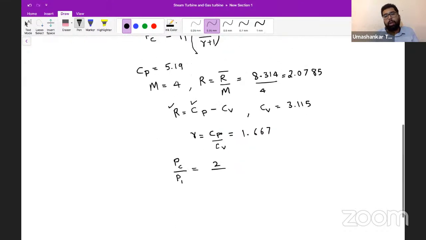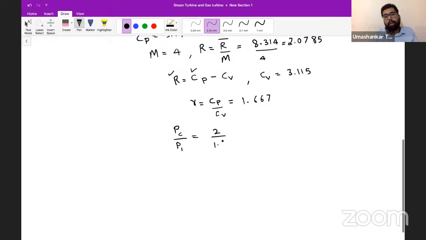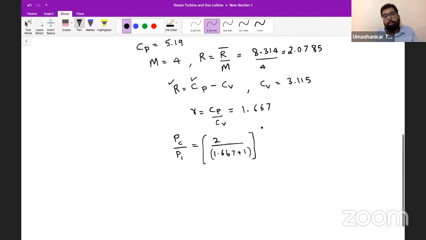So 2 upon gamma plus 1, that is 2 upon 1.667 plus 1, to the power gamma upon gamma minus 1, that is 1.667 upon 1.667 minus 1. So can you tell me what is the critical pressure value?